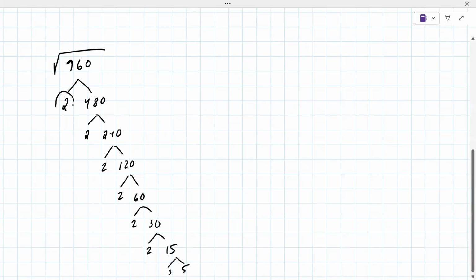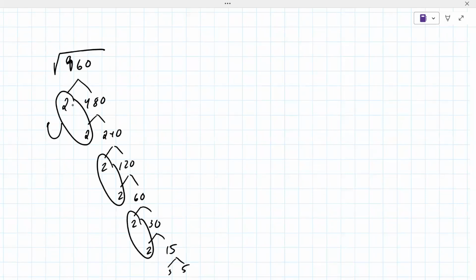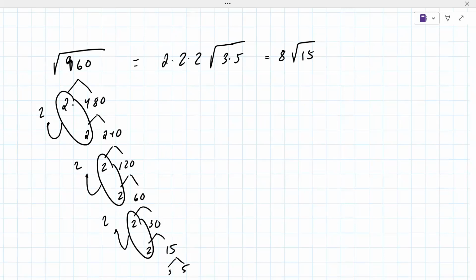Well, for each pair, you bring one out. This is a 9. Maybe that was unclear. You bring out a 2 and a 2, so this time it's going to be 8 square root 15.